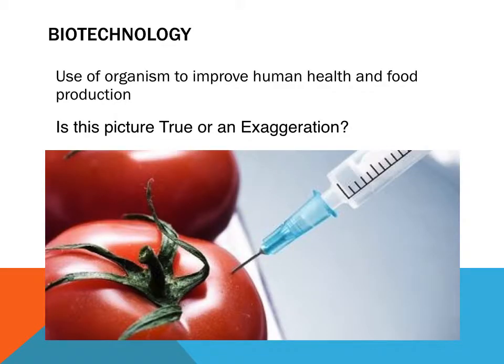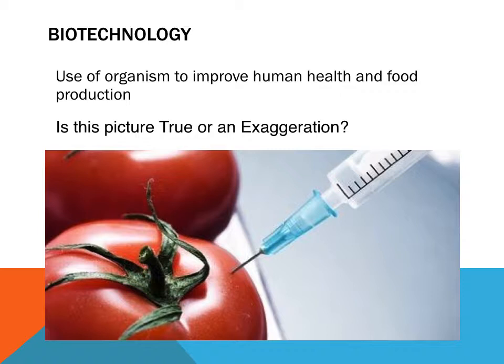So this unit, as you know, we're talking about biotechnology. Biotechnology is what scientists use organisms and their products, so animals and plants and the products that they make, to improve human health and food production. So manipulating the DNA to make a bigger or better product that will serve our needs.